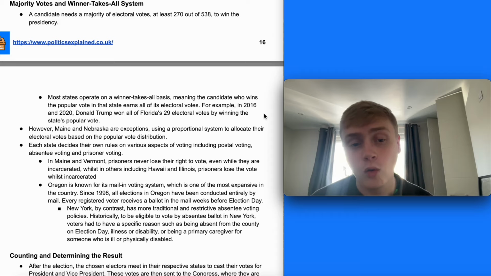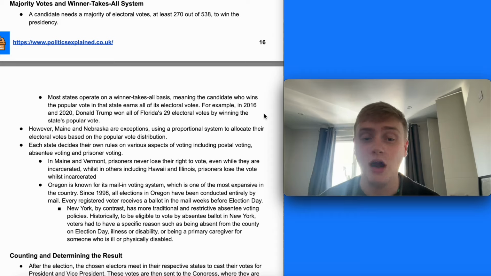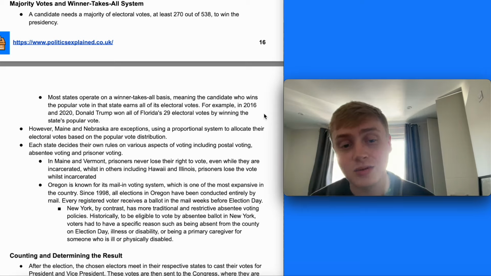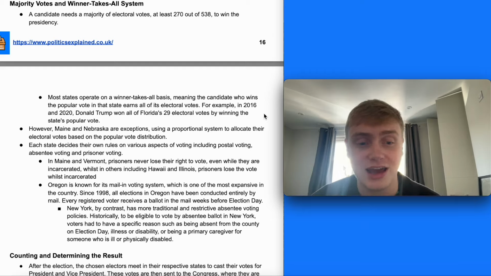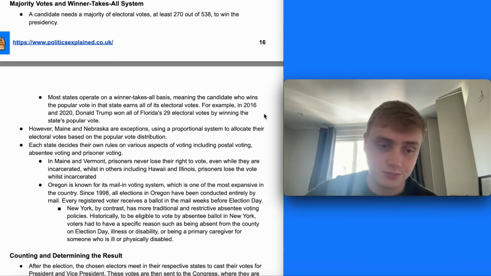Oregon is known for its mail-in voting system, which is one of the most expansive in the country. Since 1998, all elections in Oregon have been conducted entirely by mail. Every registered voter receives a ballot in the mail weeks before Election Day, whereas New York has more traditional and restrictive absentee voting policies. Historically, to be able to vote by absentee ballot in New York, voters have to have a specific reason, such as being absent from the country on Election Day, illness, or disability.